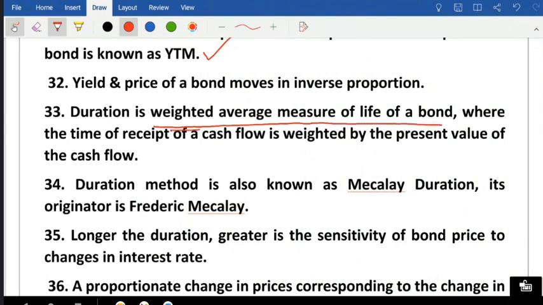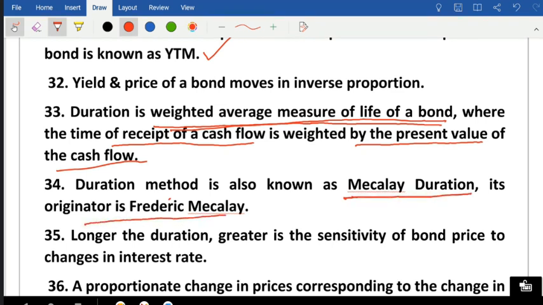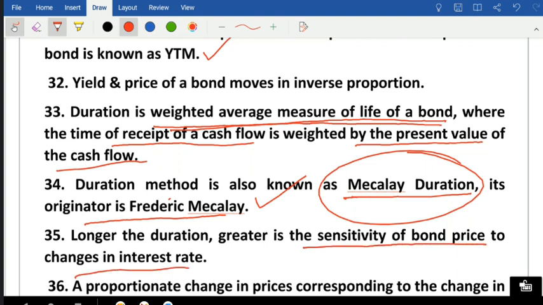Weighted average measure of the life of a bond where the time of receipt of cash flow is weighted by present value of cash flow. Okay. And duration method is also called Macaulay duration, and its originator is Frederick Macaulay. Okay, so you can remember the name Macaulay duration. So it's used in duration method also. Longer the duration, greater the sensitivity of the bond price to the change in the interest rate.